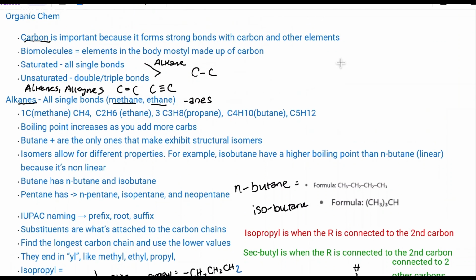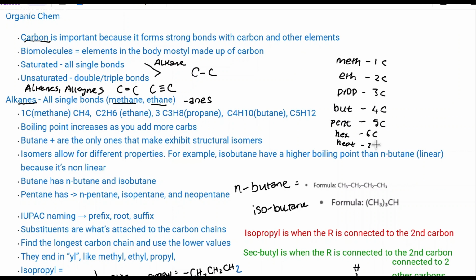So methane is one carbon, ethane is two carbons, propane is three carbons, butane is four carbons, and pentane is five, and then it gets easier from here. It's just root words: pentane, then hexane, then heptane, then octane, 6, 7, oct for 8.